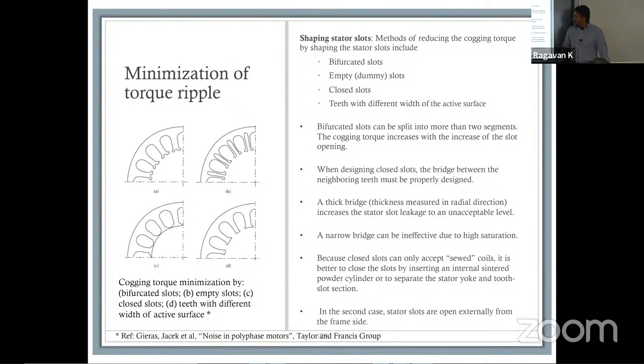So if you're looking at minimizing the ripple, this actually is a book by Jacek Gieras, who has a specific book on vibration and acoustic noise for electric motors. So it's actually called Noise of Polyphase Electric Motors.